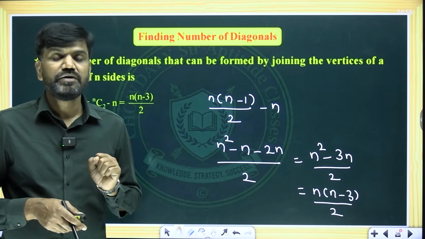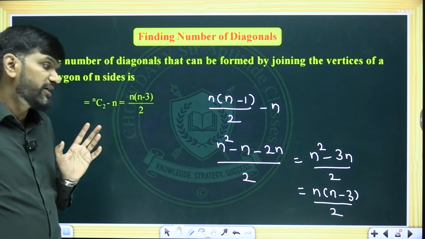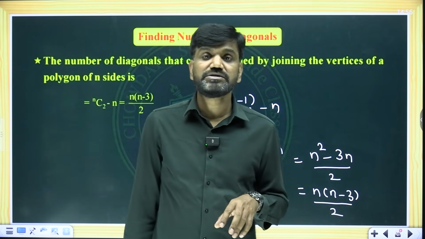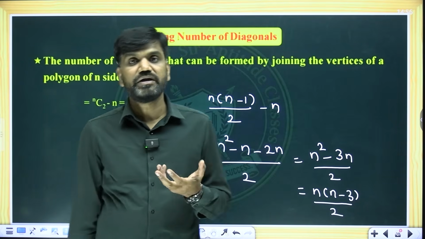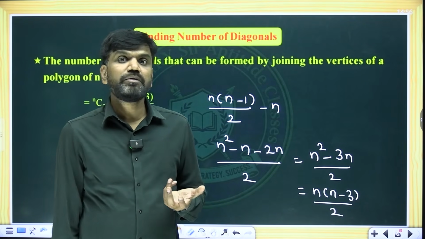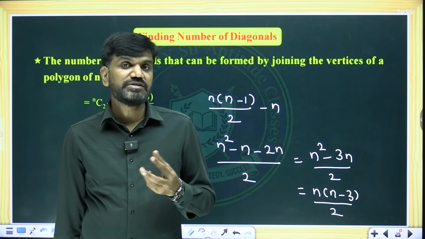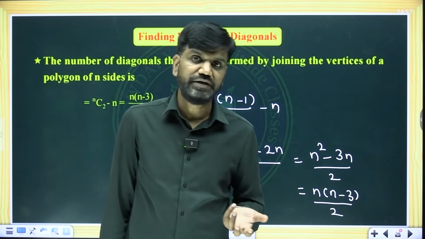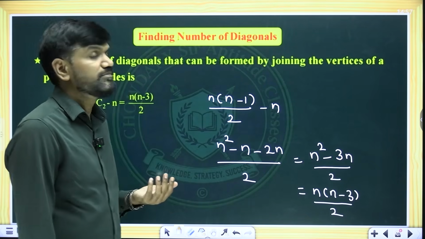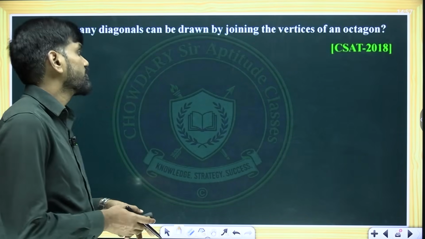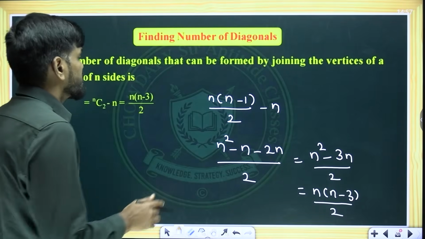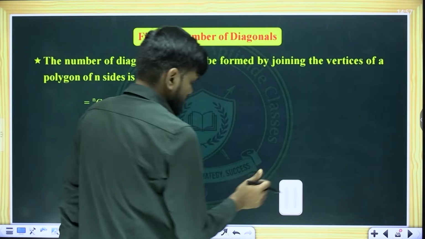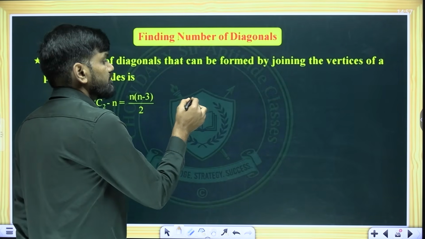Please remember, whenever you are trying to form a diagonal, you need to join two vertices. So joining of two vertices will always give you a diagonal. But if you are taking two vertices which are adjacent to each other, that will not form any diagonal. That will just be a side. Let me try to explain that with a simple example over here. I'll take into consideration something like a quadrilateral, and I'll try to explain with that.